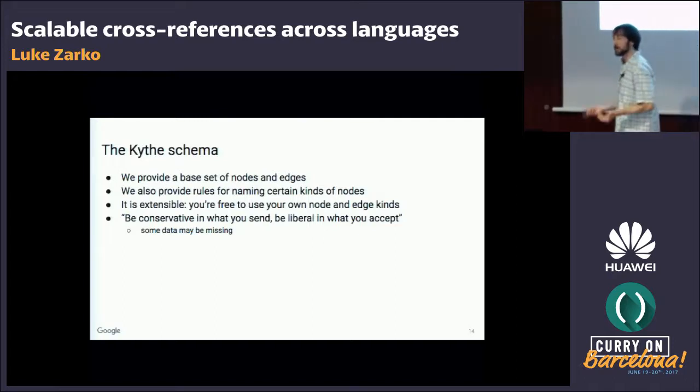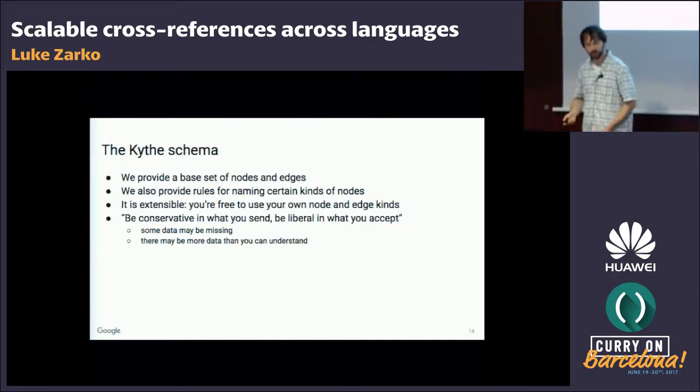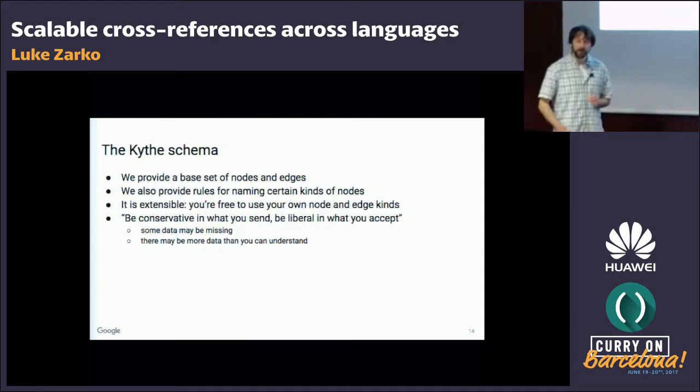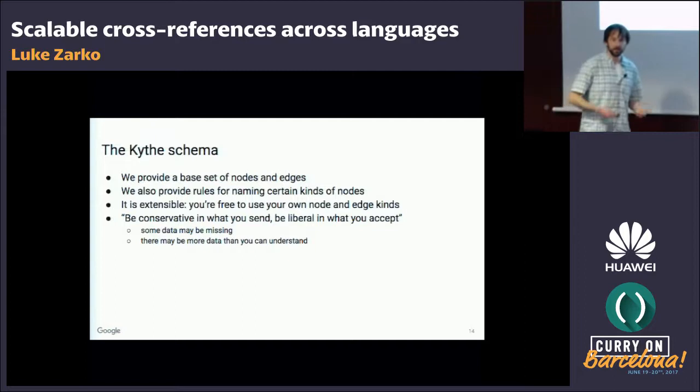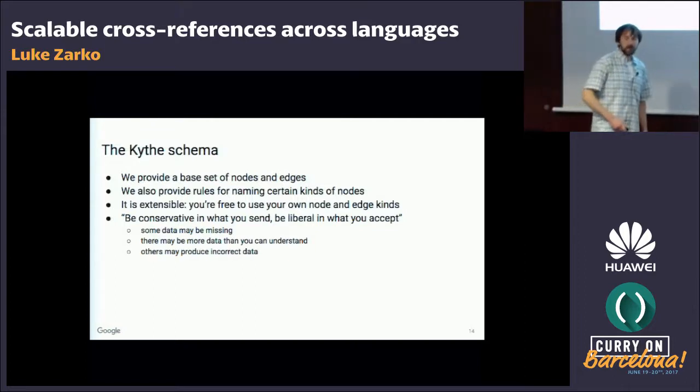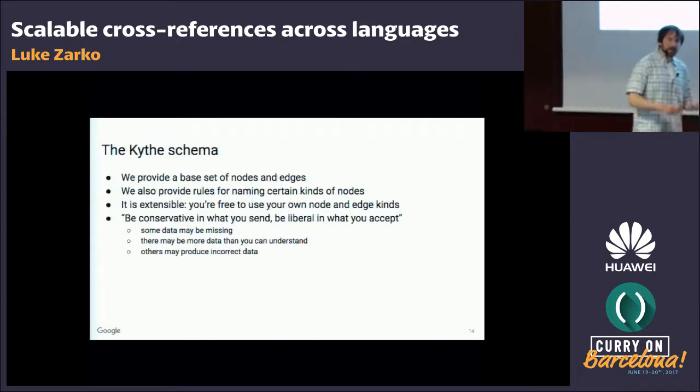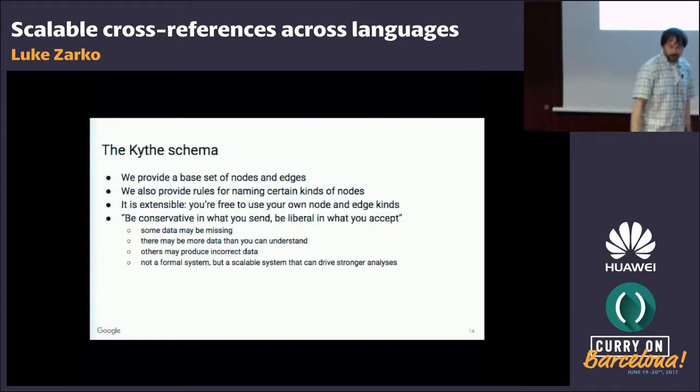Maybe they're analyzing a dynamic programming language. There may be more data than you can understand. This means that some people might be writing their own analyses under their own paths. Some people might do the wrong thing, and that's okay. You should be robust. And in the end, Kythe is not a formal system. It's meant to be a scalable system, though, that you can use to drive stronger analyses.